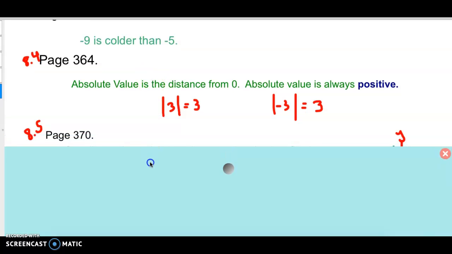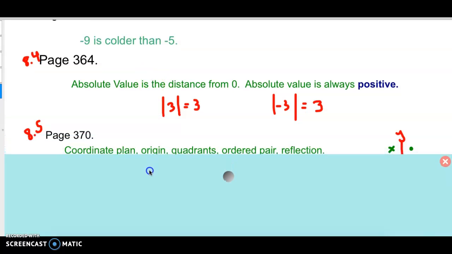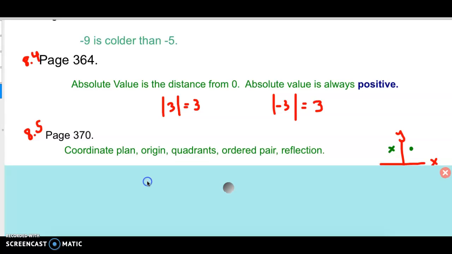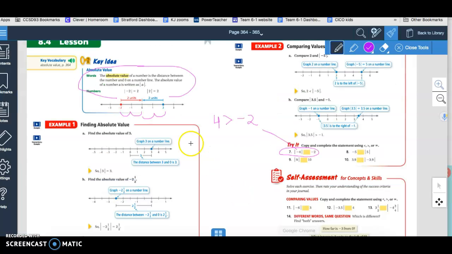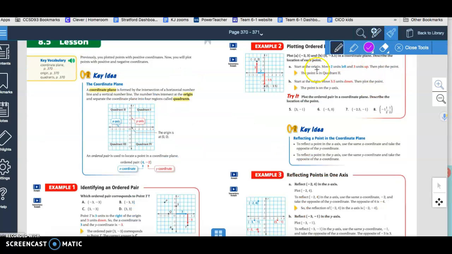And finally, we'll go to 8.5, which is section page 370, and we're going to talk about the coordinate plane, origin, quadrants, and all that fun stuff. Okay, here I am on page 370, and you're going to recognize all these vocabulary words. We have coordinate plane, we have origin, and we have quadrants. Remember, the quadrants make a C like catfish.